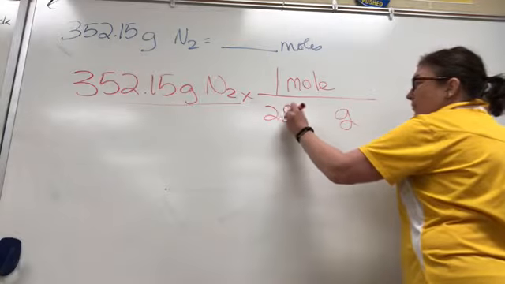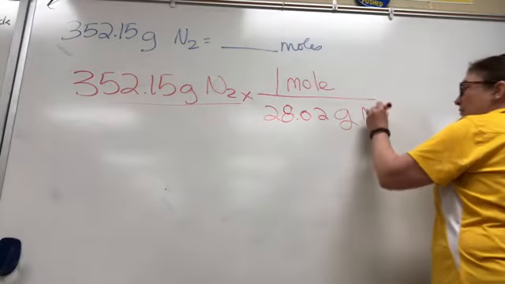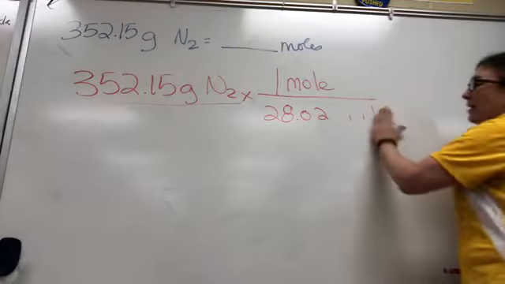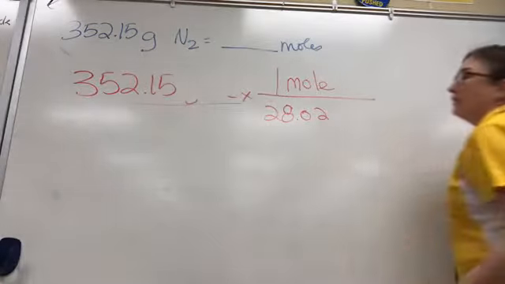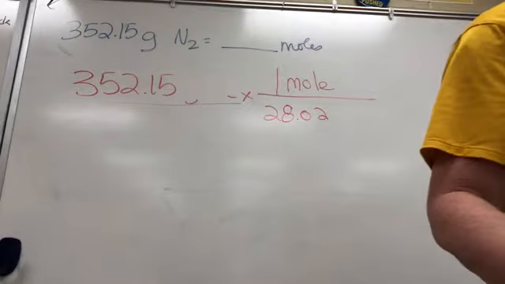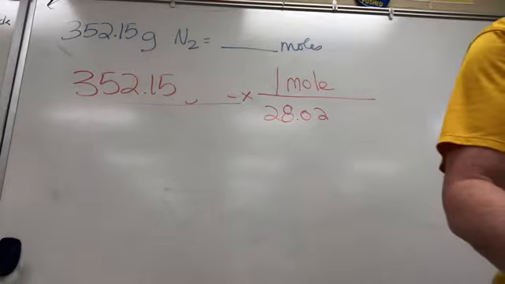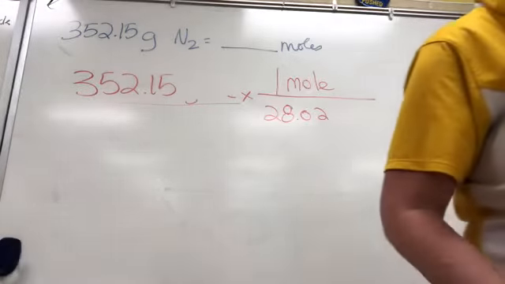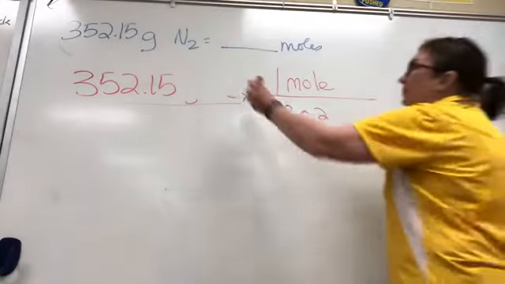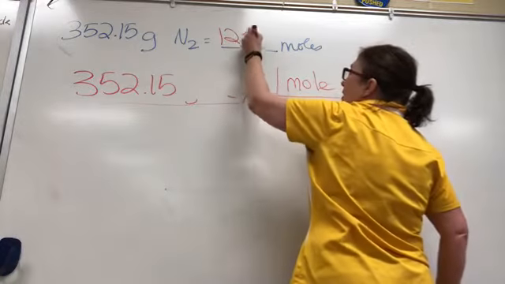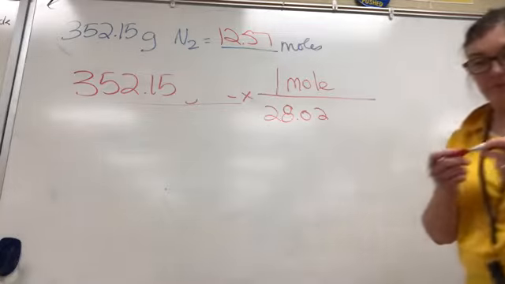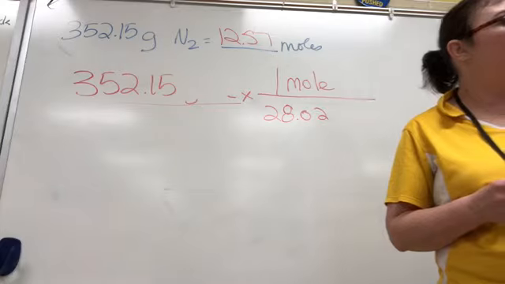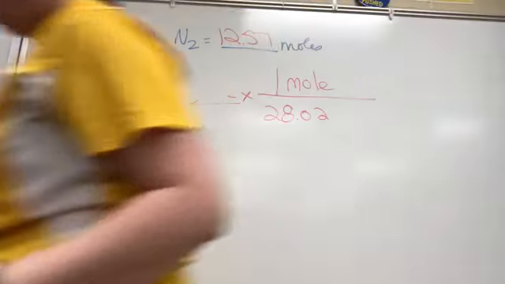28.02. Yeah, so you have to make sure there's 2 of them. So my grams cancel out. And we take 352.15 divided by 28.02. 12.57. So 12.57 moles. A lot of moles. That makes sense. Yes or no? Okay, let's practice some of those.